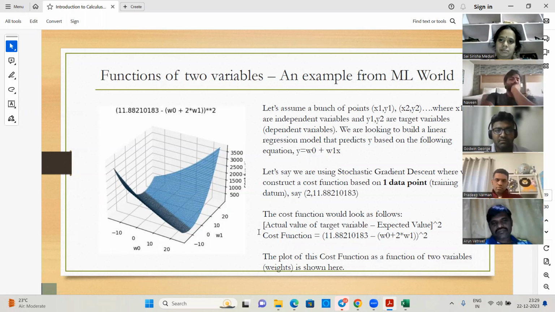Cost function. Exactly. The cost, essentially, correct? I don't want to use the word function. The cost is the dependent variable. Why? The cost is dependent on W0 and W1, correct? So, yes. So here we go.